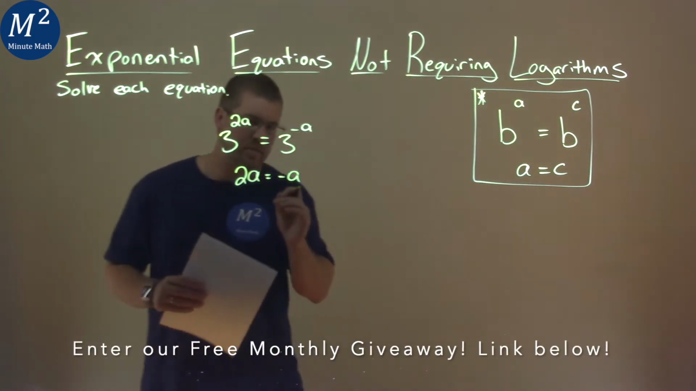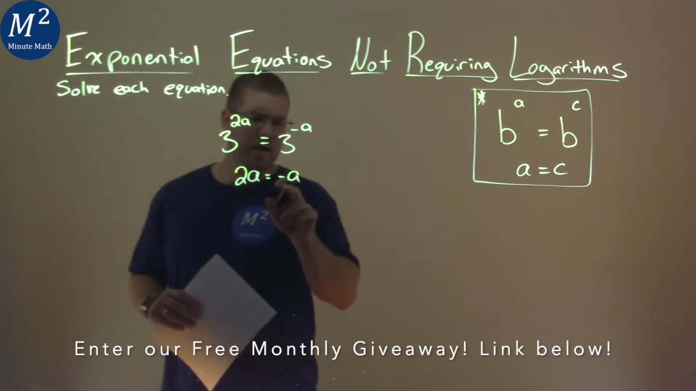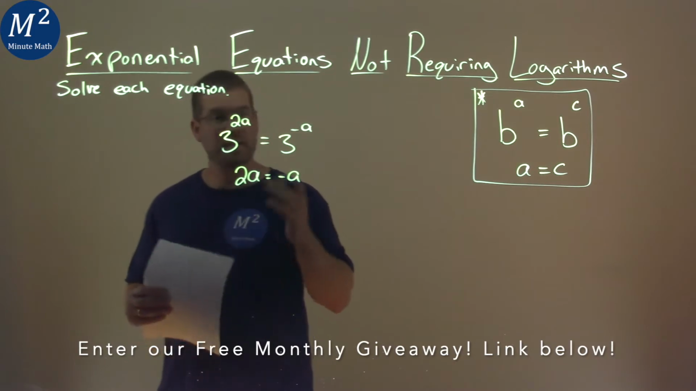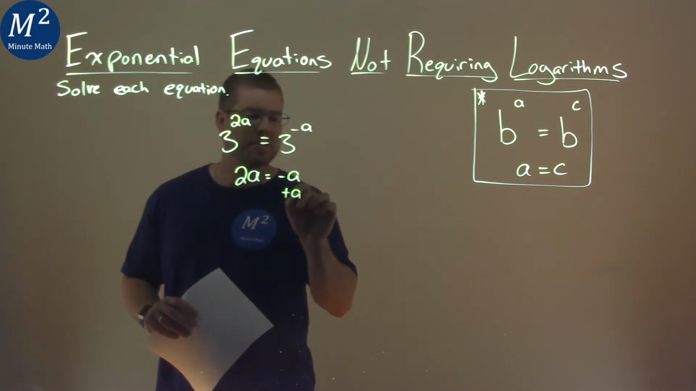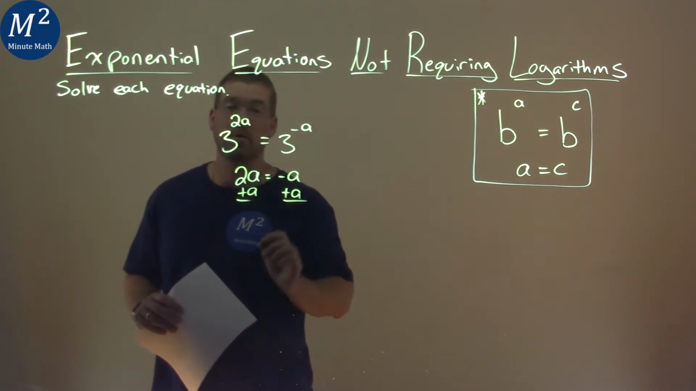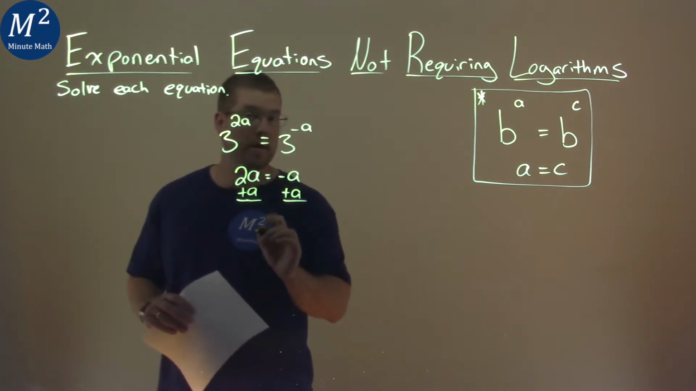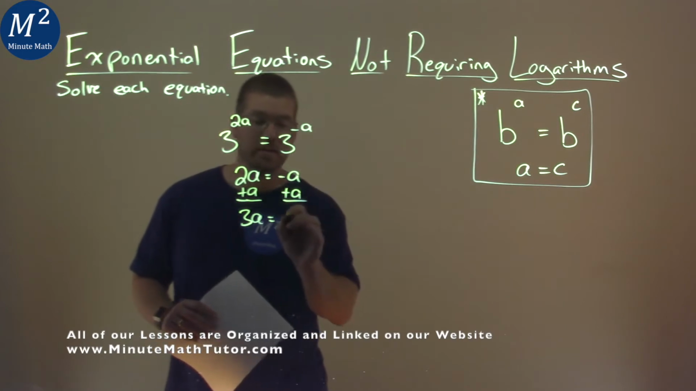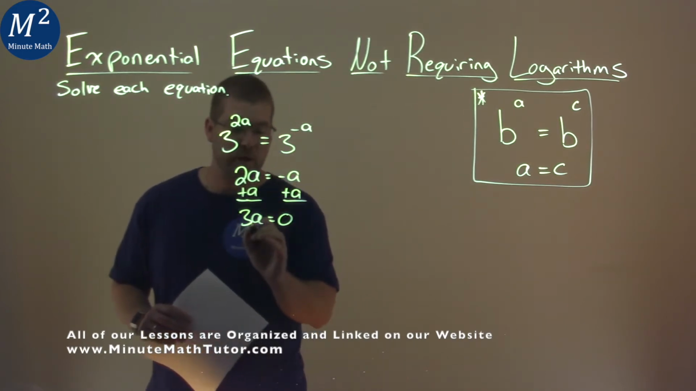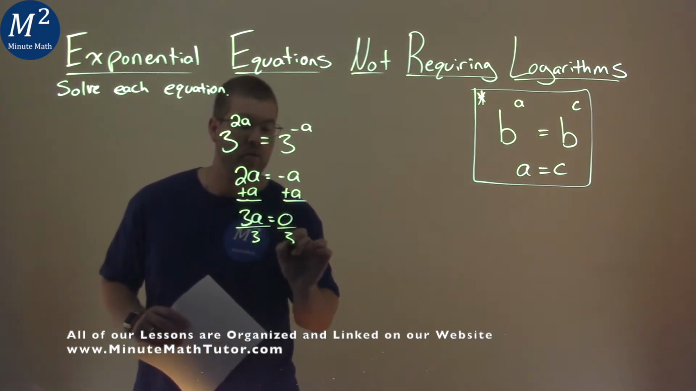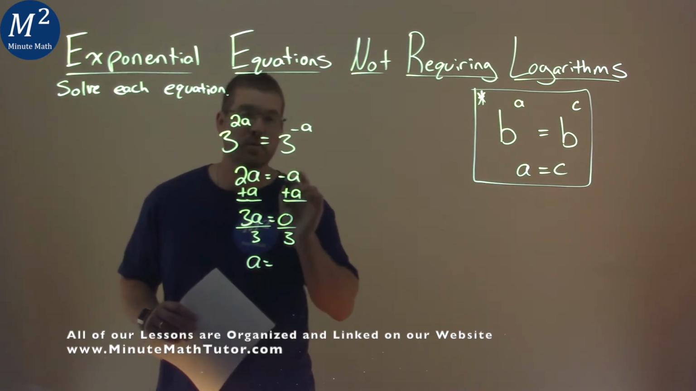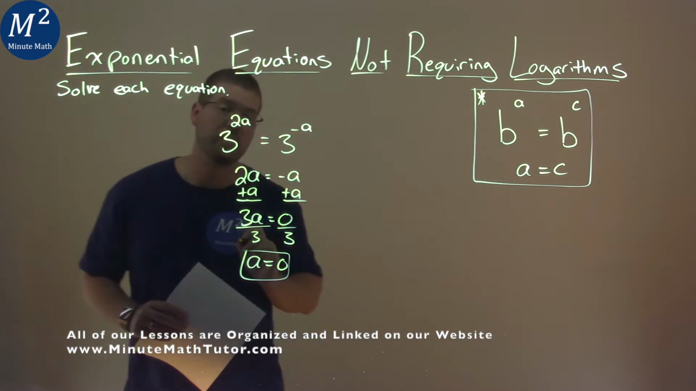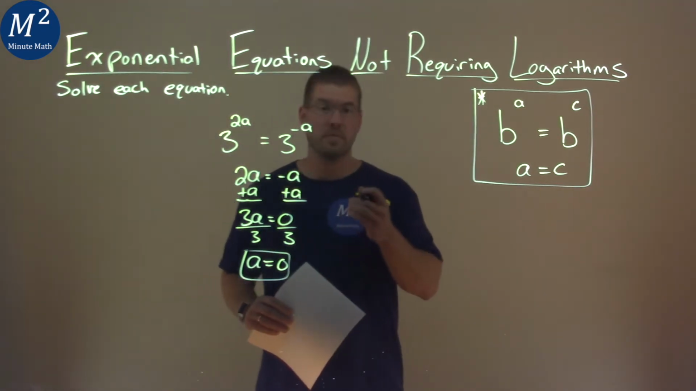Now this is a little tricky. We have a negative a and a 2a. To bring that a over to the left-hand side to combine our like terms, I'm actually going to add a to both sides. 2a plus 1a is 3a, and negative a plus a is 0. From there, I divide both sides by 3, and a is equal to 0 divided by 3, which is 0. And so my final answer here is a equals 0.